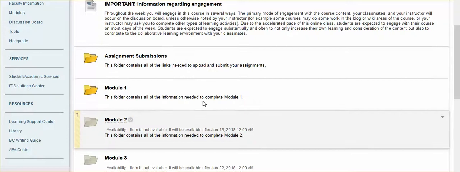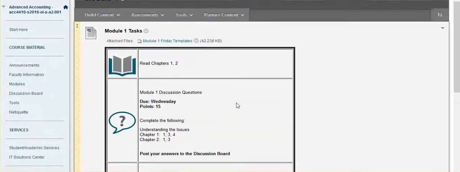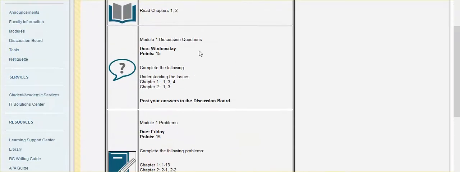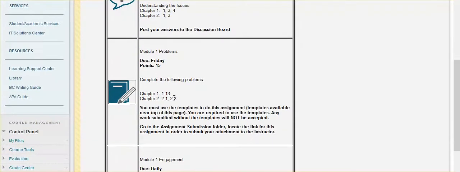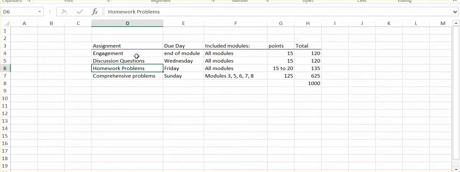So you go into Module 1 to see what those assignments are, and it kind of gives you a breakdown. You're going to have some things that you're going to do throughout the week. I created a spreadsheet for us to look at while we're doing this. Hold on one second, I'll switch over. So here's that spreadsheet that shows you what's due. There's basically 4 types of things that we're going to have.